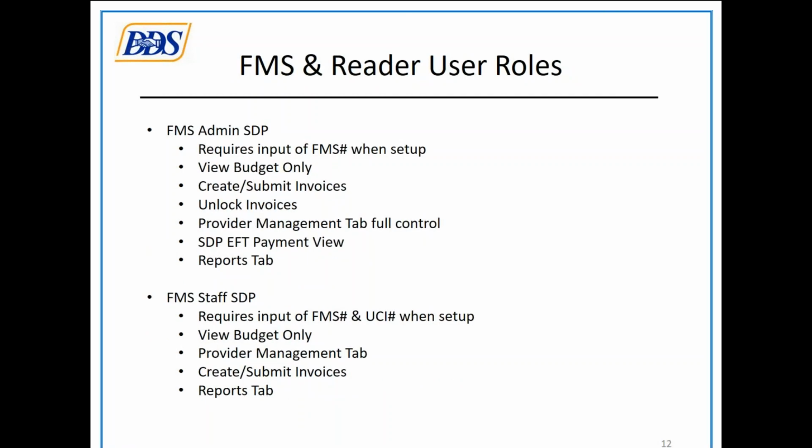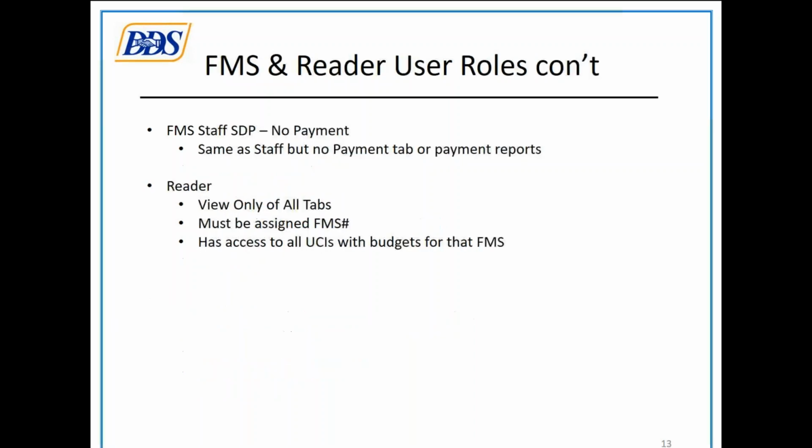Going on, the FMS Admin SDP requires input of the FMS number when set up. It is view budget only. It can create and submit invoices. It can also unlock invoices. It has full control of the provider management tab and can view SDP EFT payments and the reports tab. The FMS Staff SDP role requires input of the vendor number and UCI when set up. It's view budget only. It can access the provider management tab, create and submit invoices, and can also view the reports tab.